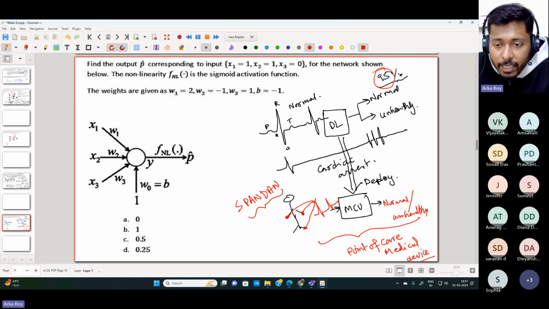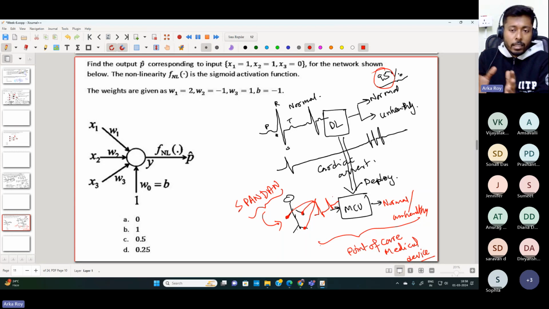So they had created something like this. They had probably deployed a deep learning model into a microcontroller. They were collecting the ECG signals and processing them, and showing whether the signal belongs to a normal class or an unhealthy class. So you can create some device out of that.